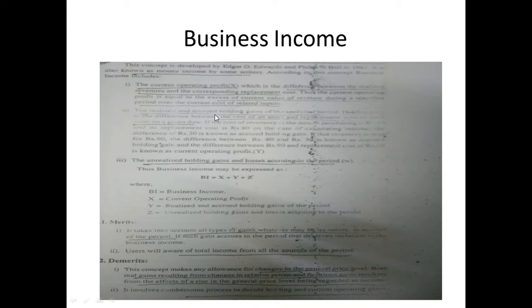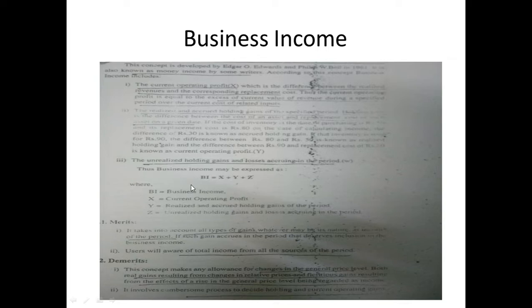Now let's talk about the business income, the fourth income concept. This concept was developed by Edwards and Bell. What exactly is this particular business income? Let me first tell you what this formula is. Business income is nothing else but the current operating profit, the realized and the accrued holding gain of the period, and unrealized holding gain and loss accrued in the particular period.